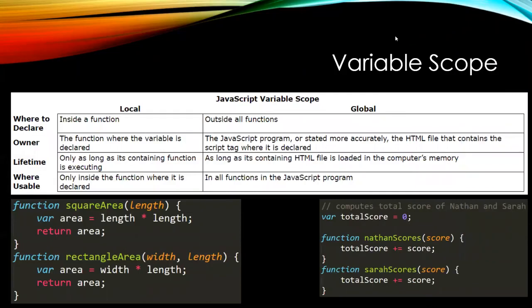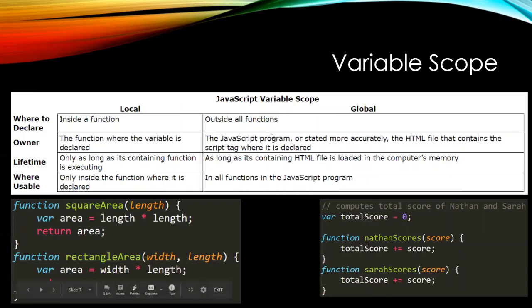All right, variable scope. This is important. What time is it? 3 minutes? I don't know. Okay, all right, we got this. If I declare a variable inside of a function, it is only available inside of that function. If I declare a variable outside of a function, I can use it inside of other functions.